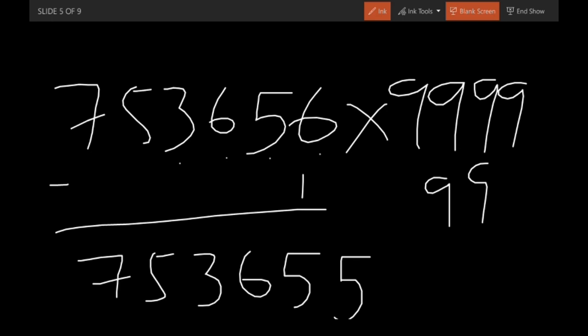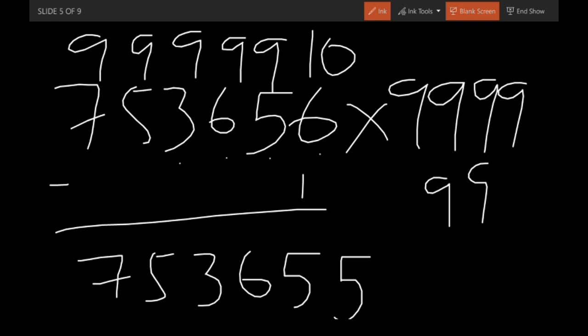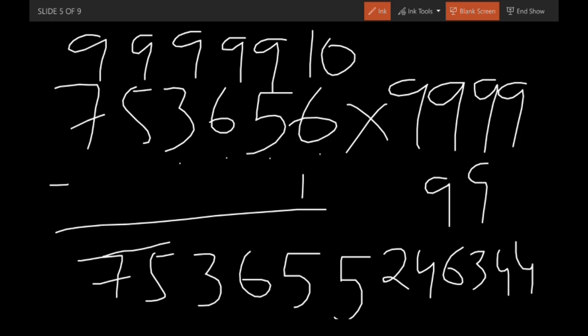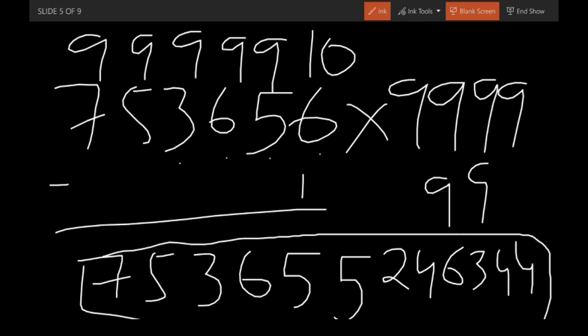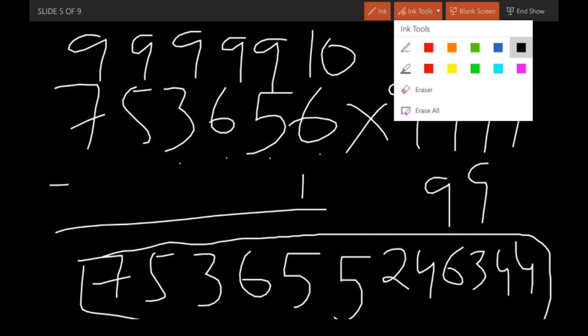Now what are we going to do next? We are going to subtract all numbers from 9 and the last number from 10. This is the same trick applied for any number. See, 9 minus 7 is 2, 9 minus 5 is 4, 9 minus 3 is 6, 9 minus 6 is 3, 9 minus 5 is 4, 10 minus 6 is 4. So the answer is 246344. Okay, so this is the answer.